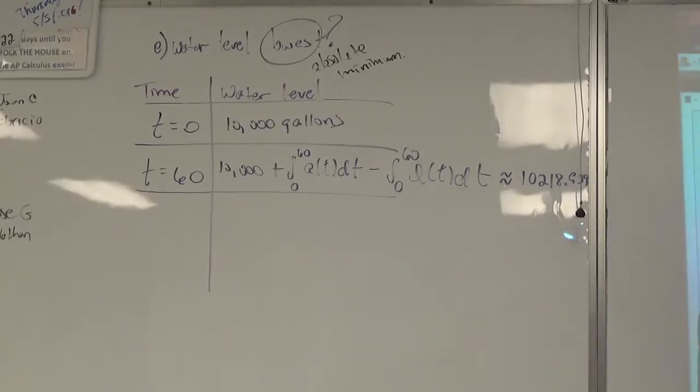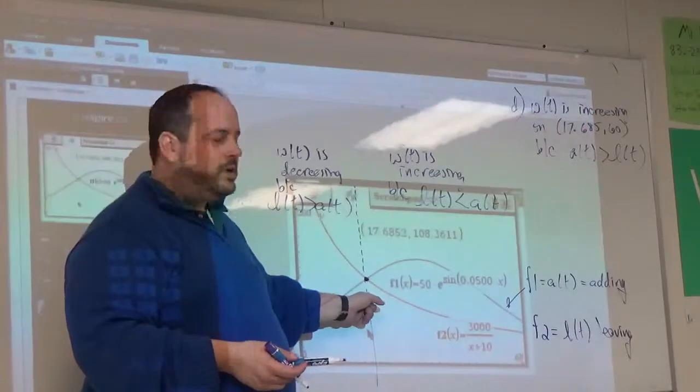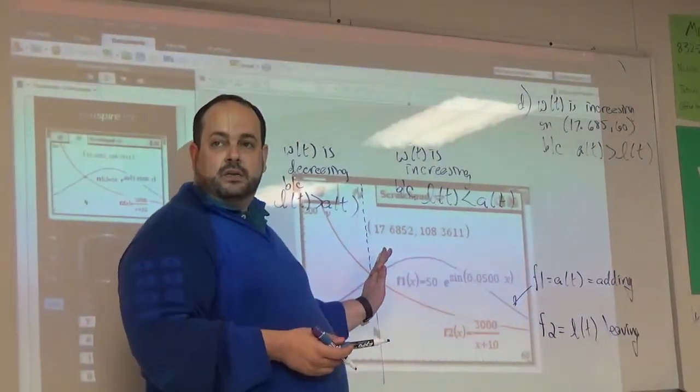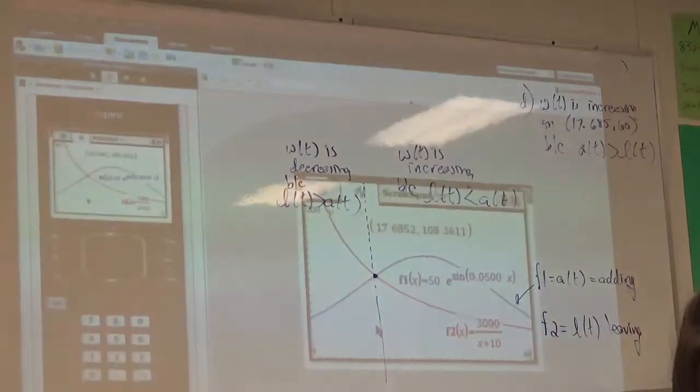What about over here? Could this be the lowest? No. The water level's decreasing, but it's not lowest because it's still decreasing. When does it stop? At the intersection point. That's when it switches from decreasing to increasing. So the last value I want to put in the table, Miguel, what was the intersection point? 17.685. This is my candidate. The intersection point is the candidate.